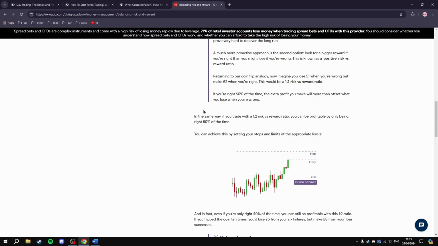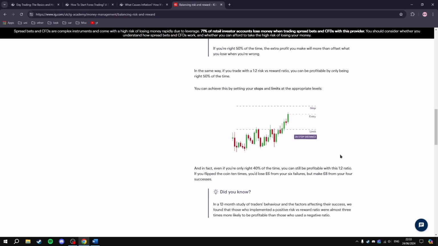Returning to the coin flip analogy. Now imagine you lose £1 when you're wrong, but you make £2 when you're right. So this would be a 1 to 2 risk versus reward ratio because you're risking £1 for £2 of reward. Now if you're right 50% of the time, the extra profit you make will more than offset what you lose when you're wrong. So in the same way, if you trade with a 1 to 2 risk versus reward ratio, you can be profitable by only being right 50% of the time.